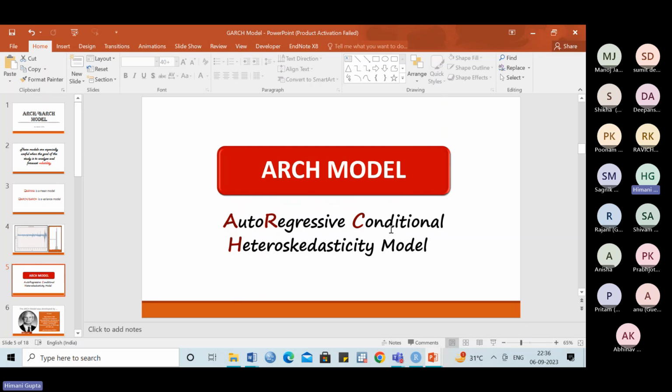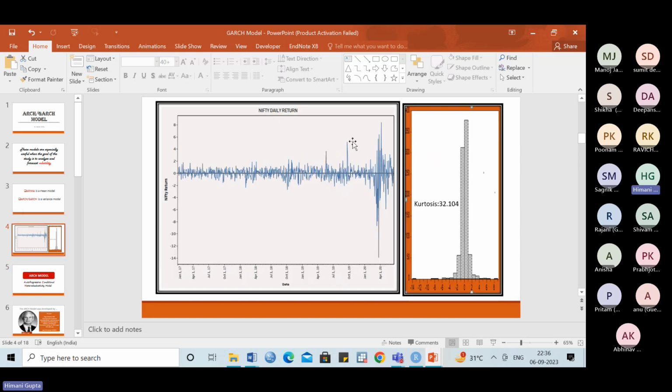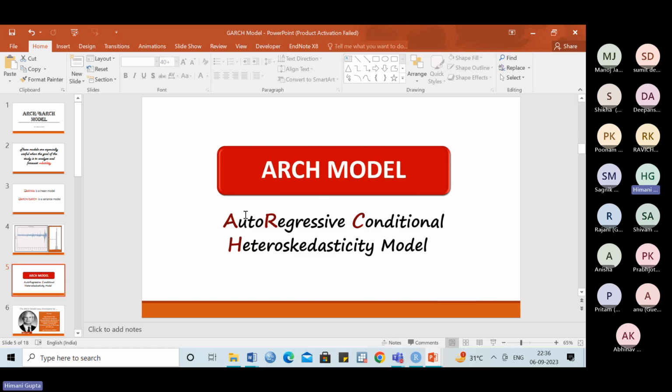Now what condition? The condition says why there is a difference. It depends on its previous lag, autoregressive. And we can see in this diagram that the fluctuations depend on the previous ones. Like in the previous period there were large fluctuations, so in the next period also there's a possibility that the fluctuations will be large. That's why we say large fluctuations are followed by large and small by small. So that's why the name is autoregressive conditional heteroscedasticity.